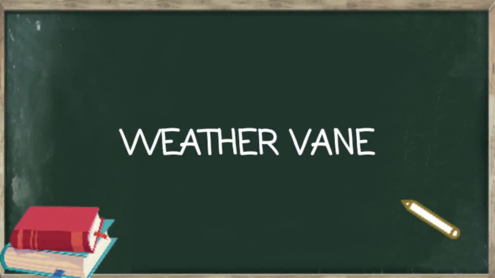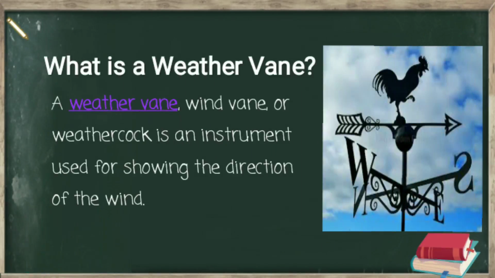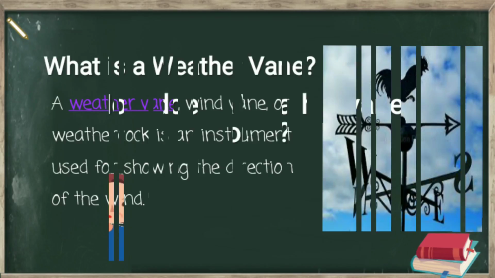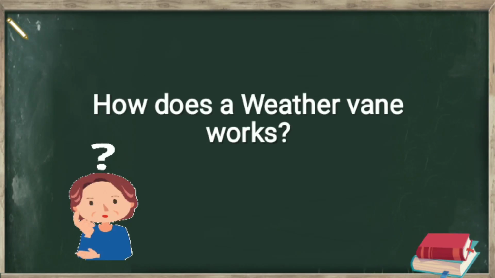So we have next the weather vane. So what is a weather vane? Weather vane or wind vane is a weathercock. It's an instrument used for showing the direction of the wind. So we have this in elementary, so it is so basic for us to explain. So how does it work?